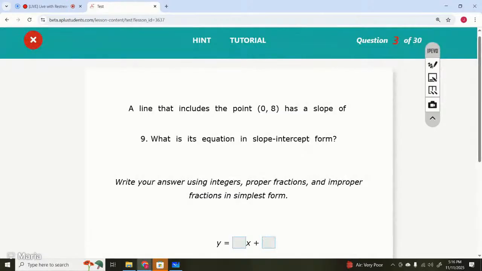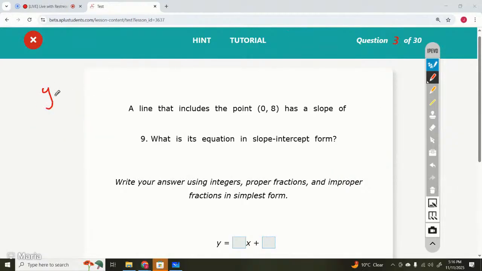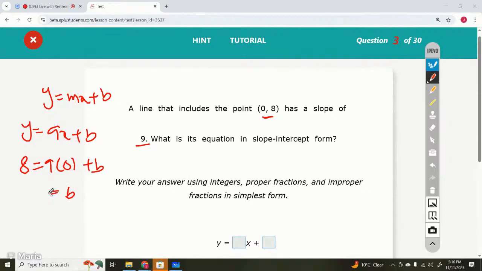A line that includes the point (0, 8) has a slope of 9. What is its equation in slope intercept form? So the equation is y equals mx plus b, right? So the slope is 9, y equals 9x plus b. Now use the point and calculate b. y is 8, x is 0. So b equals 8.